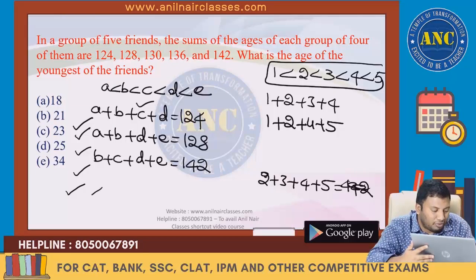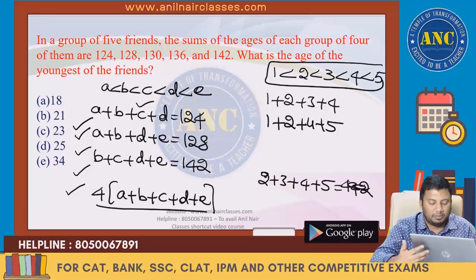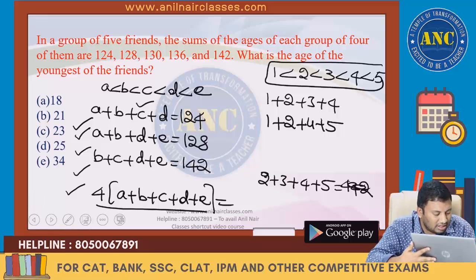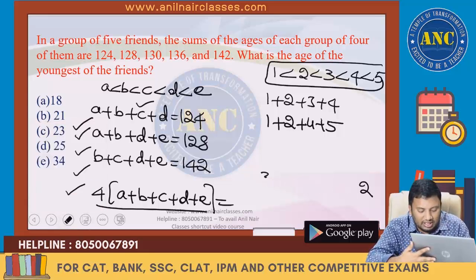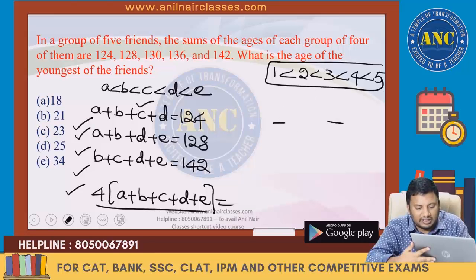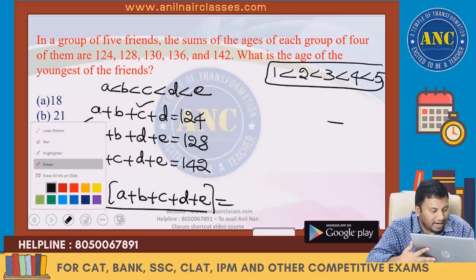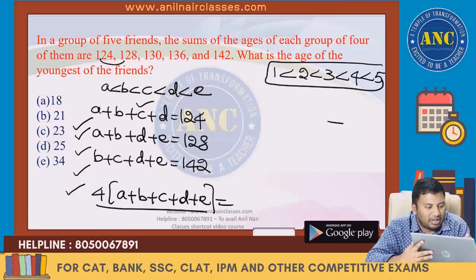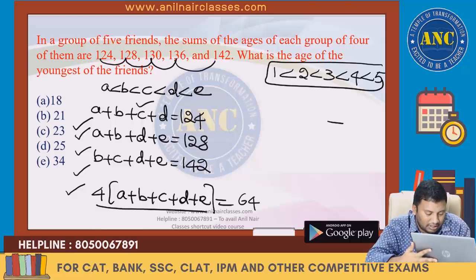A is added 4 times. So 4 into A plus B plus C plus D plus E is nothing but the sum of all these weights. Please add all these. If I add all this, what will be the sum? 120, 240, 370, 500, 640. 640 plus 8 plus 4 is 12, 12 plus 6 is 18, 18 plus 2 is 20. 640 plus 40, 680. What is 4 into A, B, C, D, E?